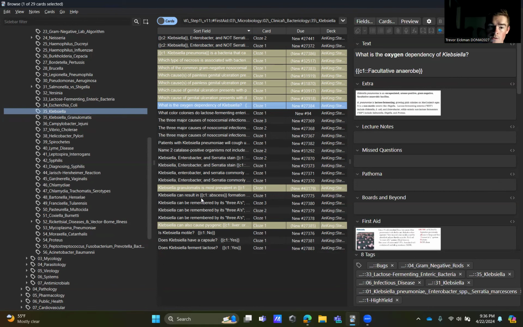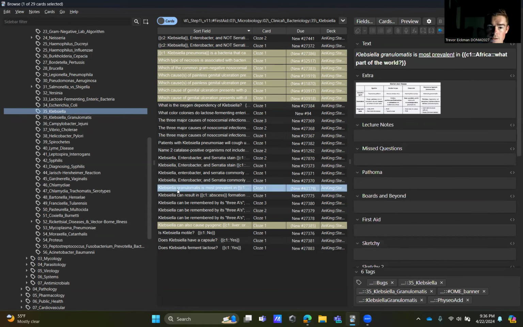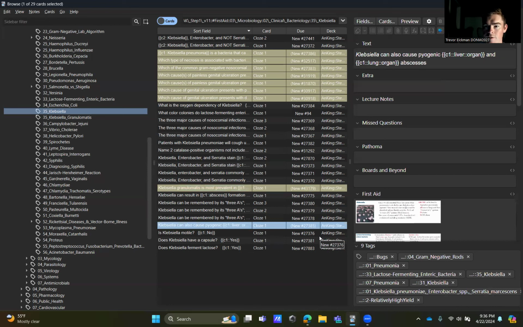After that, you can activate all of them, and then the ones you don't want is this Klebsiella granulomatis. It's most prevalent in, it says Africa, and I think the only slide that showed that belt in Africa wasn't Klebsiella. I could be wrong. If I'm wrong, let me know in the comments, please. And then the other one is Klebsiella is also pyogenic liver and organ failure and abscesses. That wasn't clear and explicitly stated, so I'm not activating it. And that is it for Klebsiella.